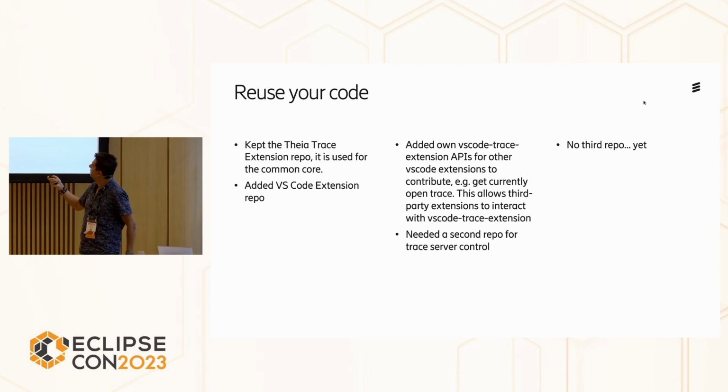So yeah, we've added our VS Code extensions to the repo. Please check out the VS Code Trace extension if you want to see the path. You could look at our Git history, and it's been a six-month journey so far, a little more. We needed a second repo for the trace server control, so you've got to be careful about that. We did not need a third repo yet, so that's good.